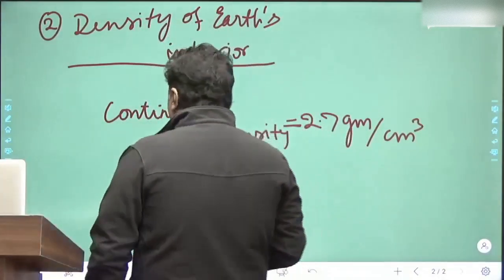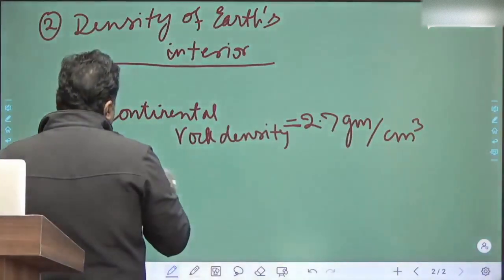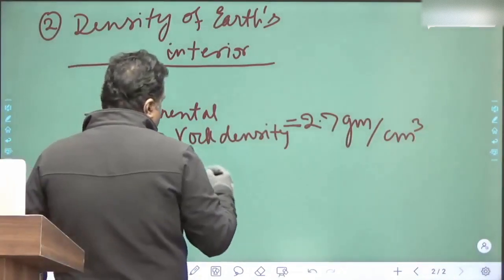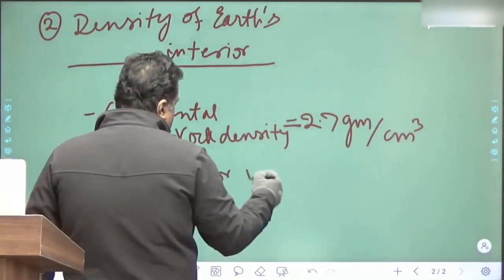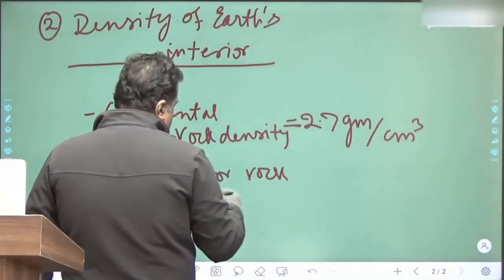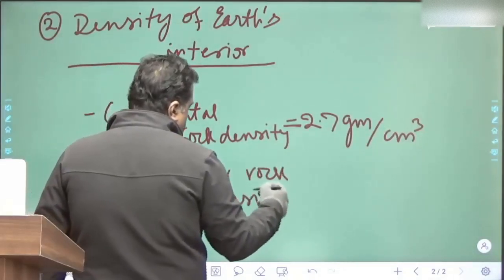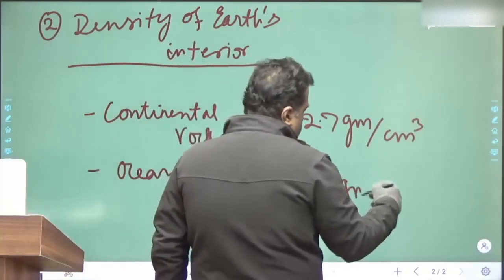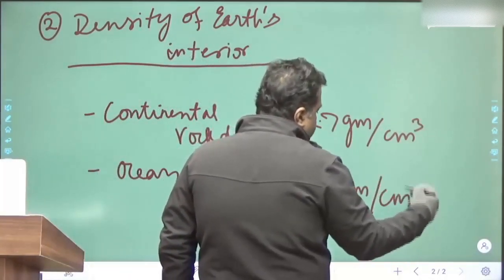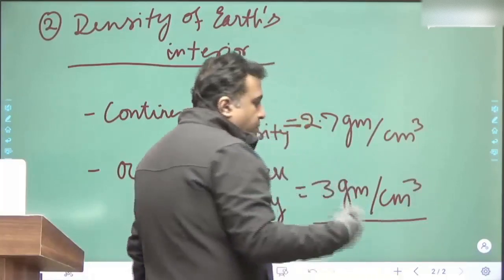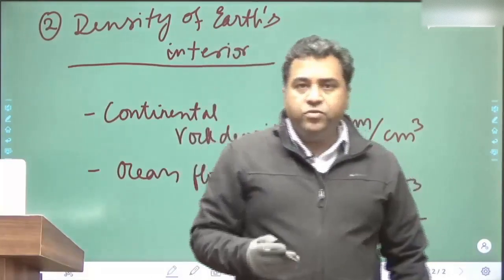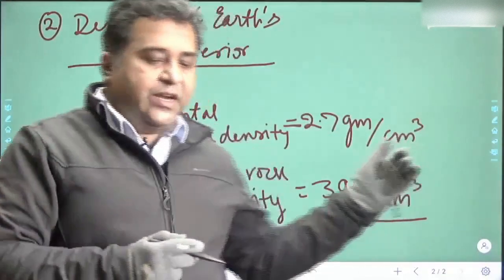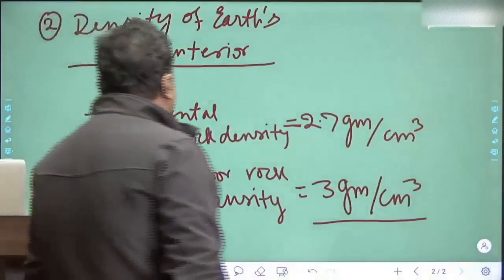Then the ocean floor rock density is 3 grams per centimeter cube, and this data is given wrong in your NCERT. Opposite, for ocean floor they have given 2.7, for continents they have given 3. That is wrong in the NCERT, so please correct it. This is the right data.